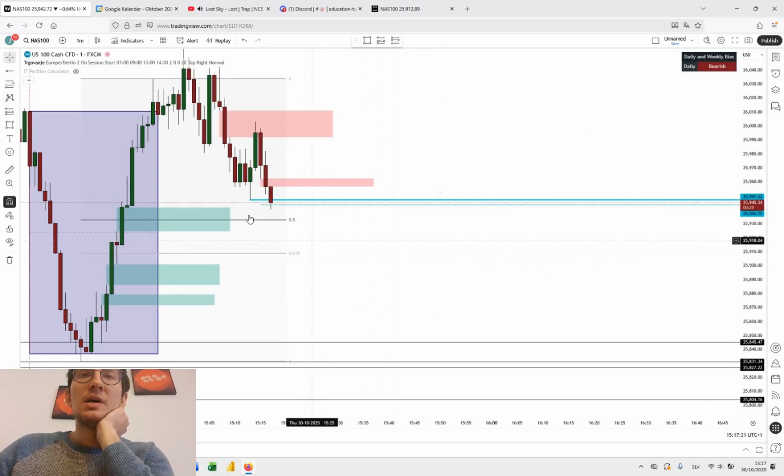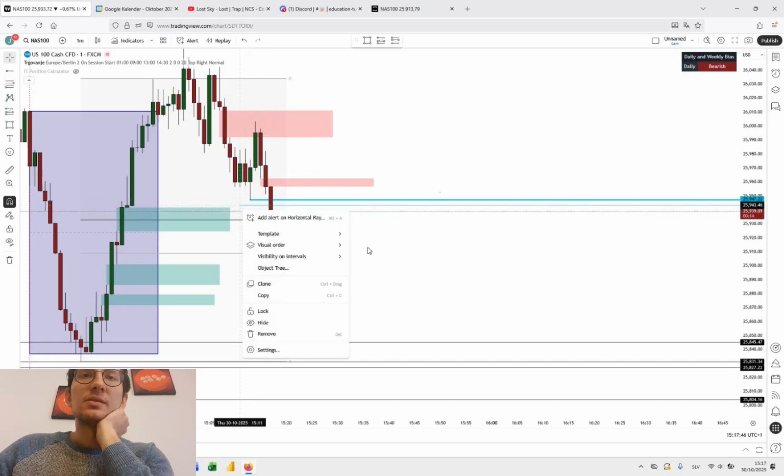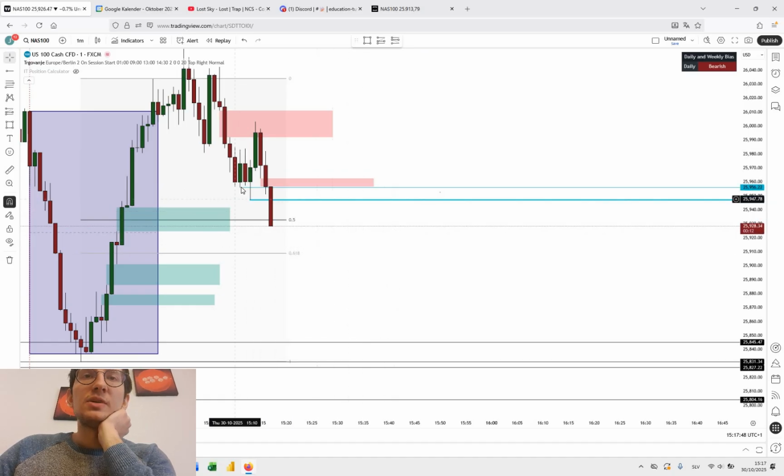Let's take a look. We broke structure to the downside again on 5-minute. If we close in 3 minutes this candle, because 5-minute break of structure is also here. I don't know what I'm doing, man. 5-minute break of structure is also here on this line, okay? Like that.